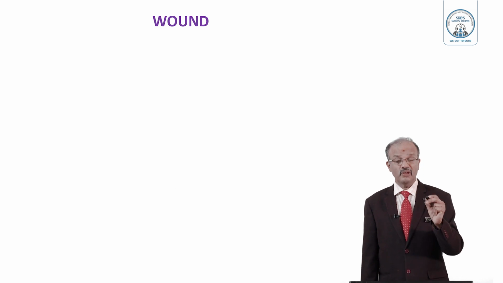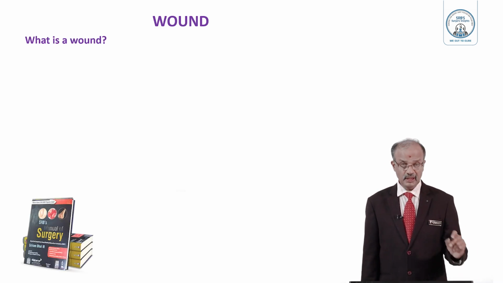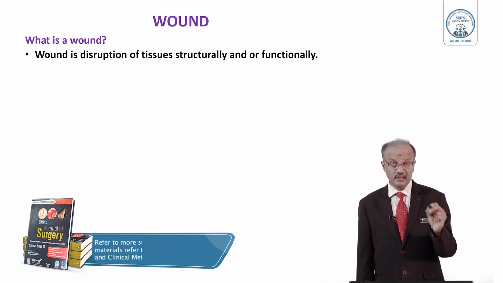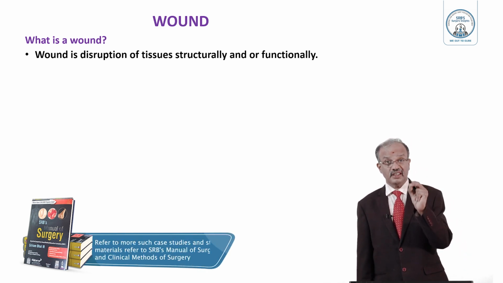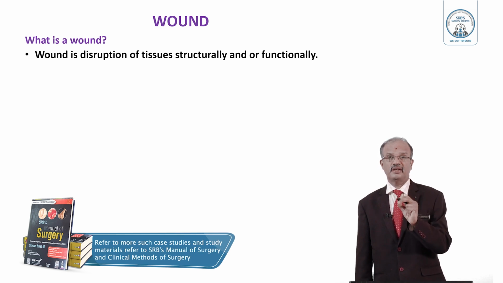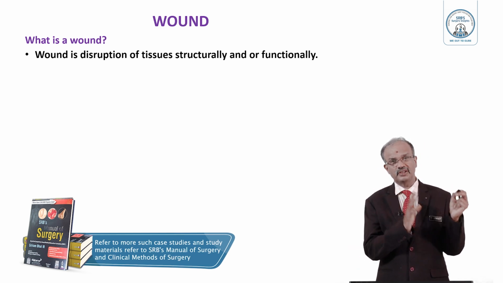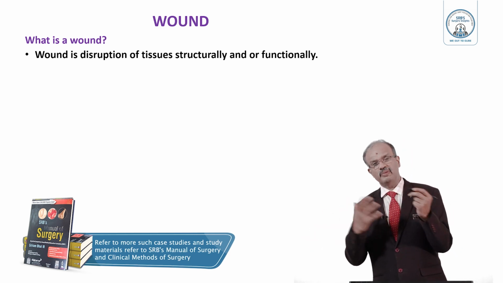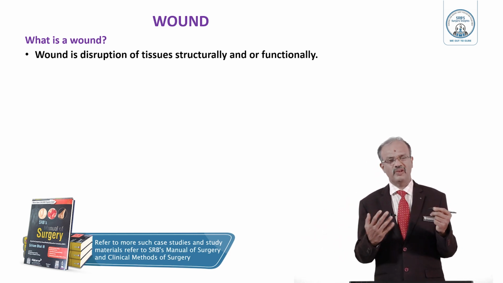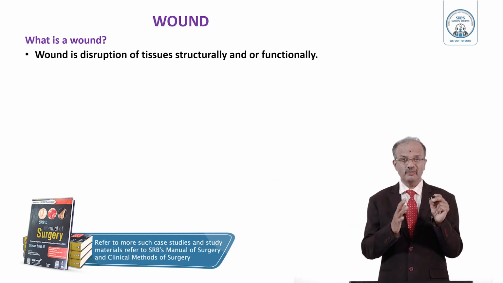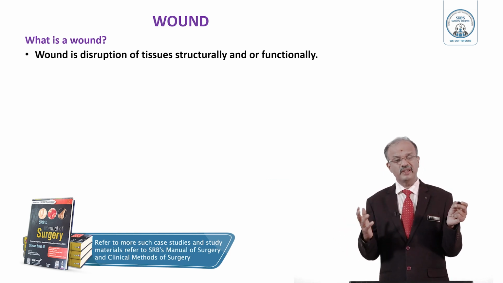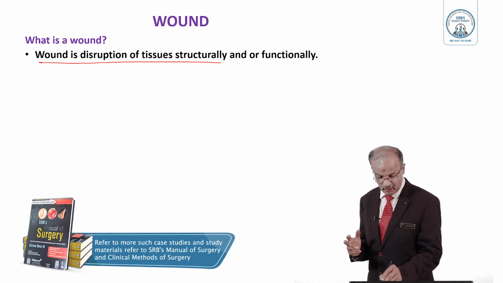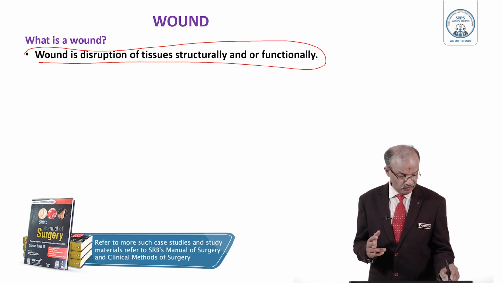So wound, what is a wound? The definition is very important. So that is the basic thing. A wound is disruption of tissues structurally and/or functionally. That's the basic definition. Now tissue may be anything: skin, muscle, bone, or organs like liver, kidney, brain, thoracic wall, fracture, anything. So a wound is finally disruption of tissue, whatever way, internal, external, whatever it is. So that is the important definition of the wound. This definition is very, very crucial.